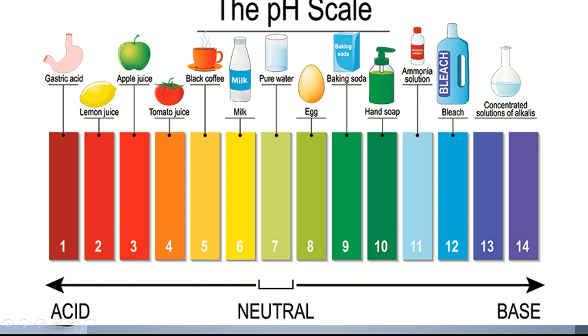I don't know if possibly in your book you may have to copy down a few of these. Okay, so look at pH of 1. That is the most acidic. Look what is the most acidic: gastric acid. That's the acid that is in your stomach right now.